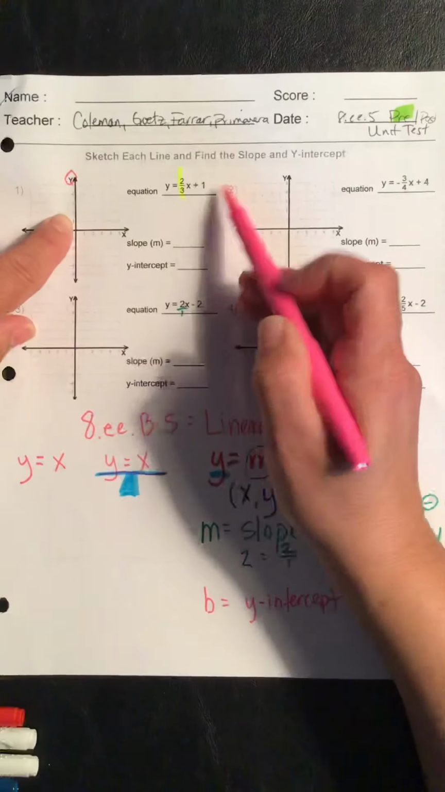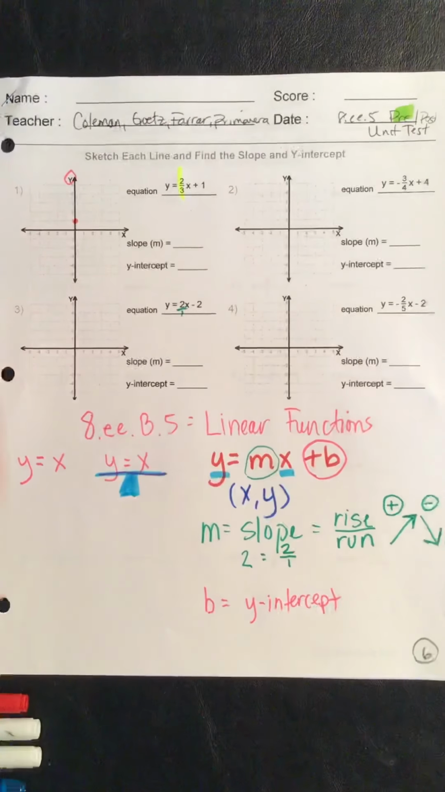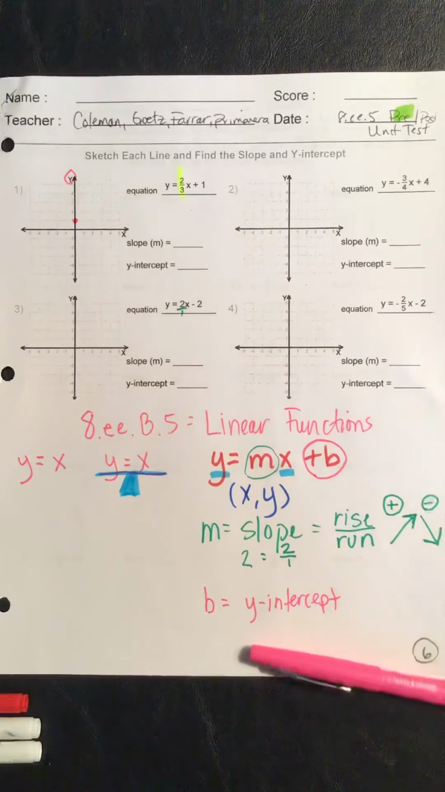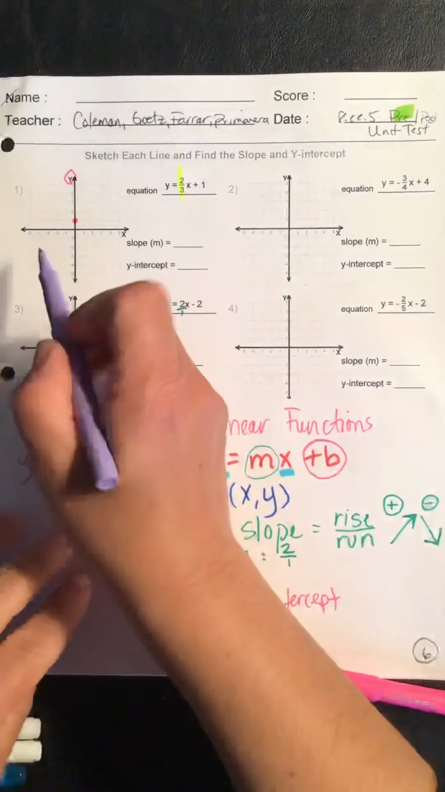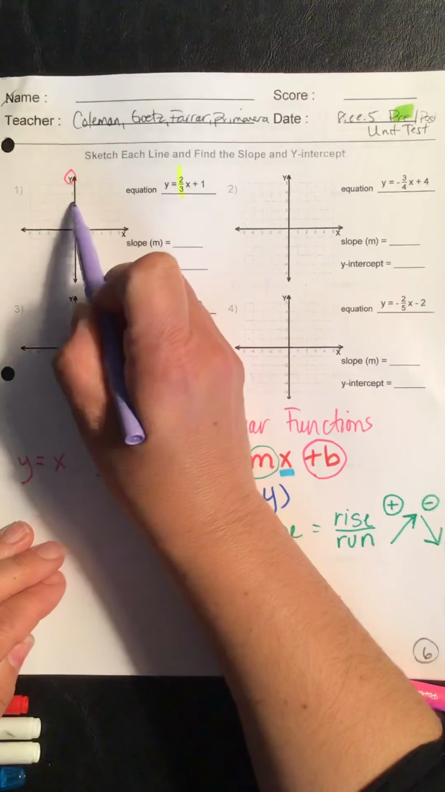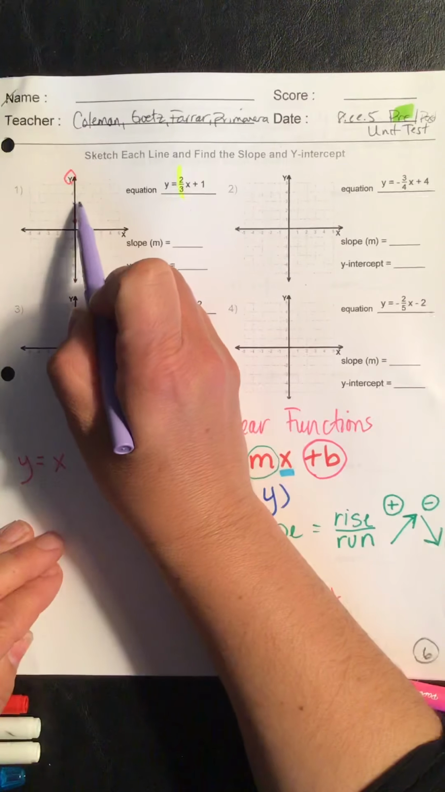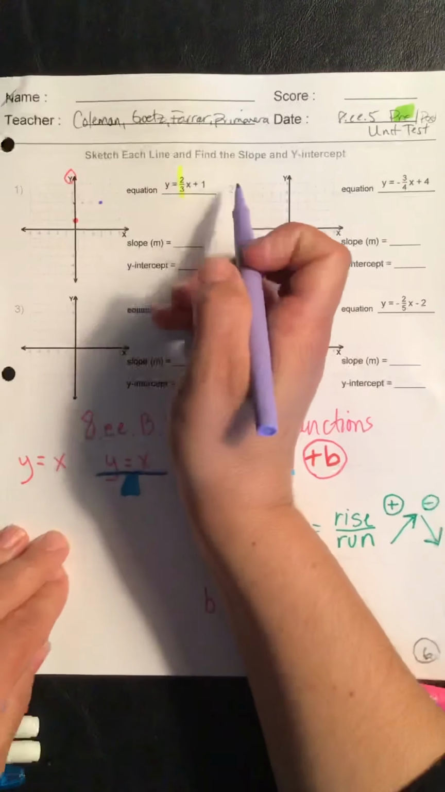What my graph is saying for this one is my line crosses through +1 on my y-axis. So make sure this is your y. So on 1, I am going to put a dot. That's where my line's going to cross through. And from that point, I have to go rise 2, run 3, rise 2, run 3. So I'm going to go rise 2, 1, 2, and run 3 to the right. So 1, 2, 3. And I'm going to put a dot right there.